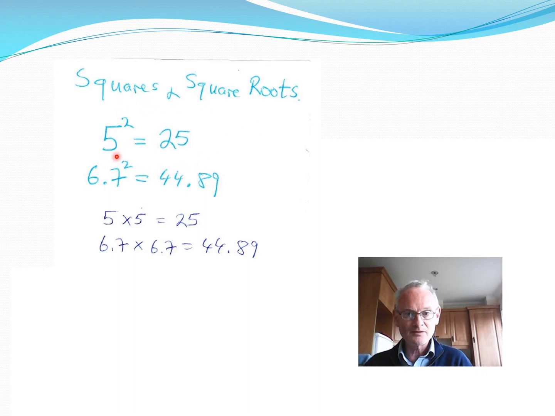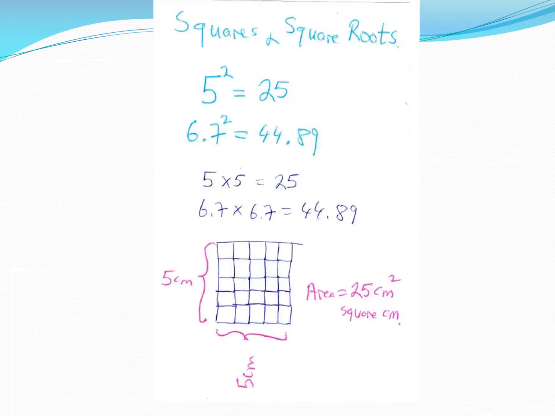So for example, we have 5 squared, 5 to the power of 2 equals 25. 6.7 squared is equal to 44.89. 5 squared can also be written as 5 times 5 equals 25. 6.7 times 6.7 equals 44.89.